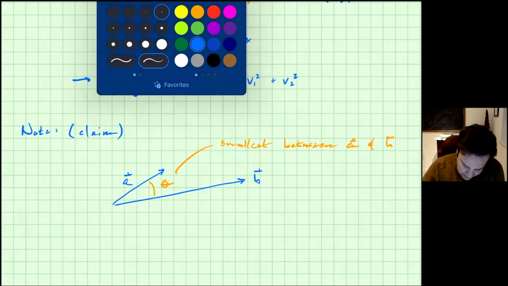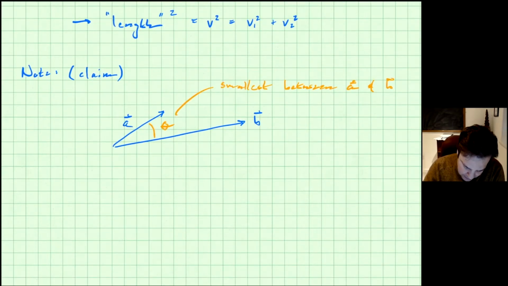Then it is the case that the dot product a dot b, or a transpose times b, let me just write it out.